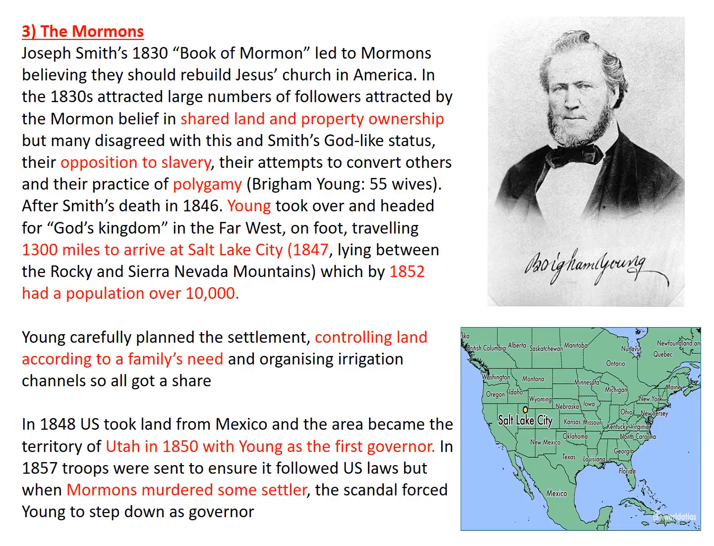In 1848, the USA took land from Mexico and the area became the territory of Utah, and Young became the first governor. However, all this was wasted. In 1857, we have troops going over to make sure that they followed US laws, and then a dispute and accusations of being spied upon led to some Mormons murdering some settlers, and scandal meant that Young stepped down as governor.